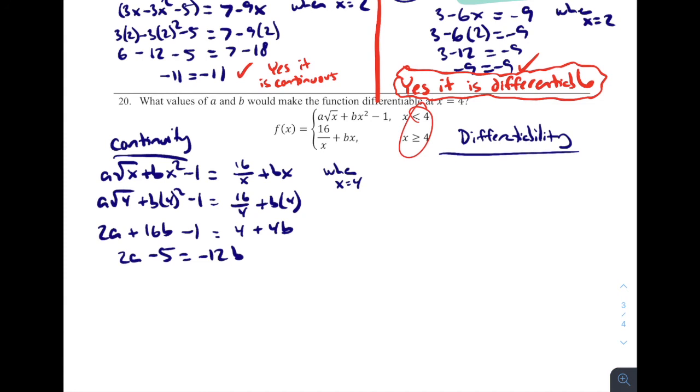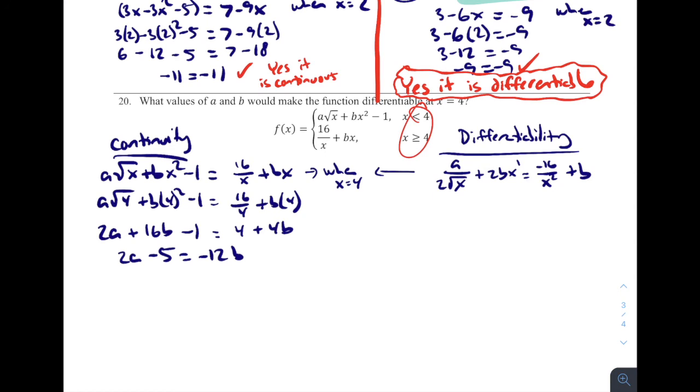If we take the derivative of a square root of x, the derivative of that is going to be a divided by 2 square root of x by using that power rule and simplifying, and then plus the derivative of bx squared, so that's 2bx to the 1, and then the derivative of negative 1 is 0. And then we've got the derivative of 16 divided by x, which is going to be negative 16 over x squared if you do the power rule and simplify, plus the derivative of bx, which is just b. Again, this is going to be when x is equal to 4. That's true for both of these.